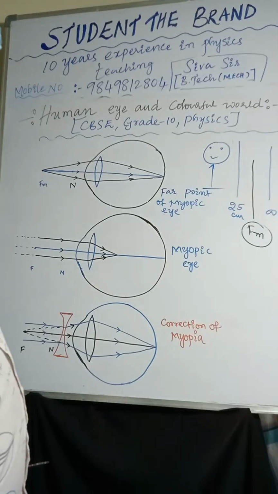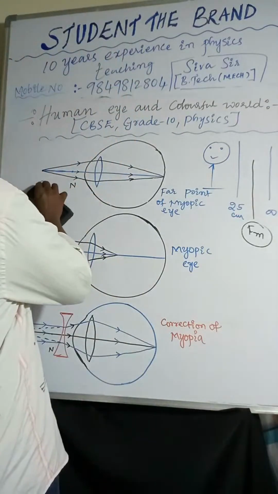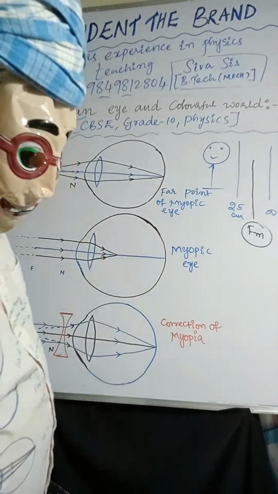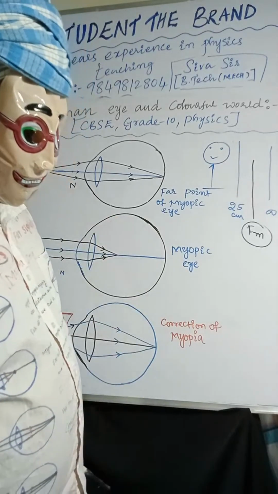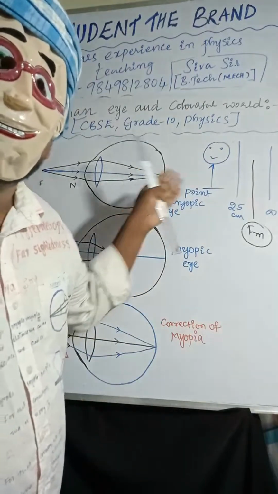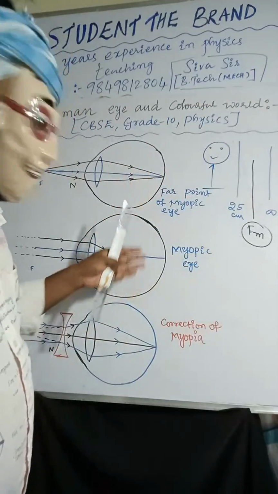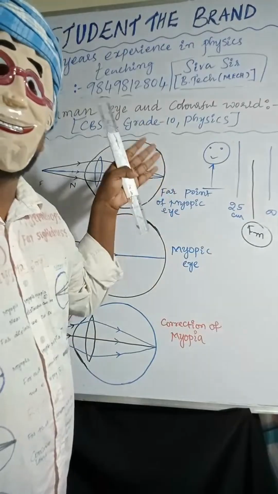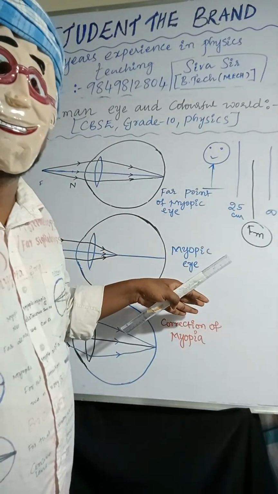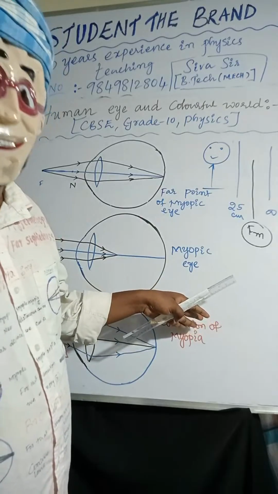Yes or no? So this is a PowerPoint. Generally we can mention just F, no need to write FM. Right? So this is about the cornea. This is the far point of the myopic eye, and here this point we can say is the correction of myopia. Is it clear?